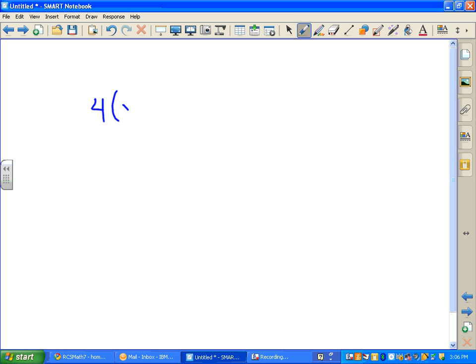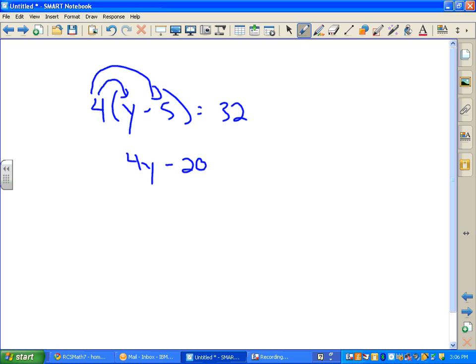Here's an example of an equation where you have the distributive property involved. And we'll say this is equal to 32. What I'm going to do to start this is take my 4 and distribute it. So 4 times y is going to give me 4y. 4 times a negative 5 here. That's the easiest way to think of this, is that subtraction sign is actually a negative on the 5. So positive 4 times negative 5 is a negative 20. So I have 4y minus 20 on that side.